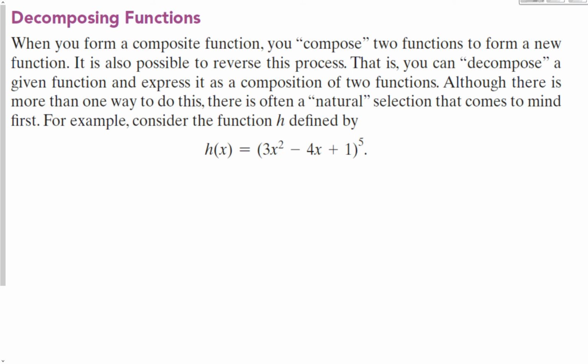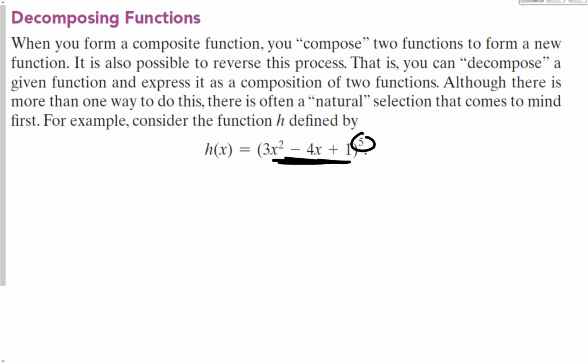When you form a composite function, you compose the two functions to form a new function. It's also possible to reverse this process. That is, you can decompose a function and express it as a combination of two functions. Although there is more than one right way to do this, there's often a natural selection that comes to mind first. For example, if you consider the function 3x squared minus 4x plus 1 all to the 5th power, I can clearly see a function here, something raised to the 5th power.